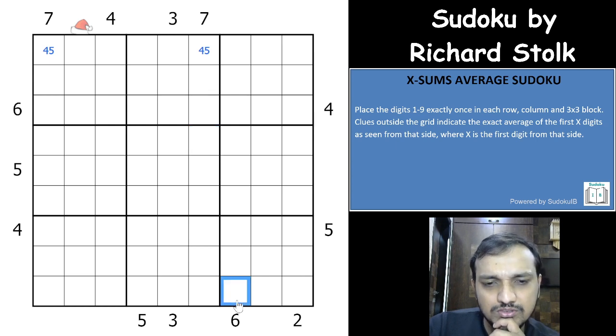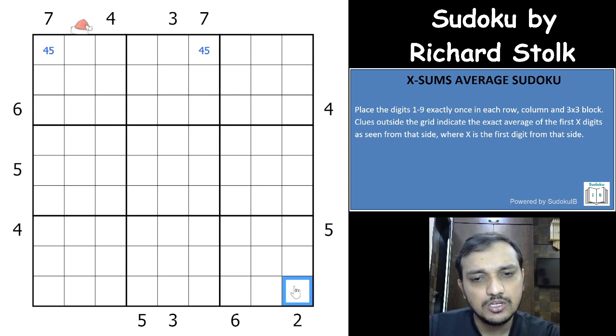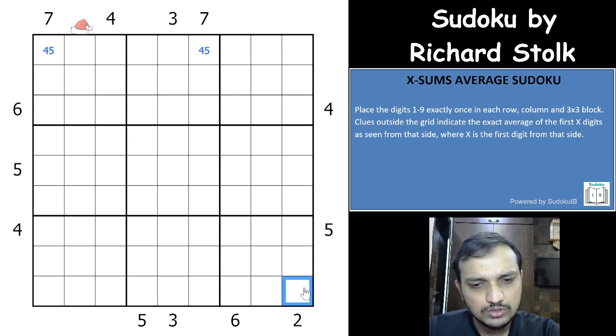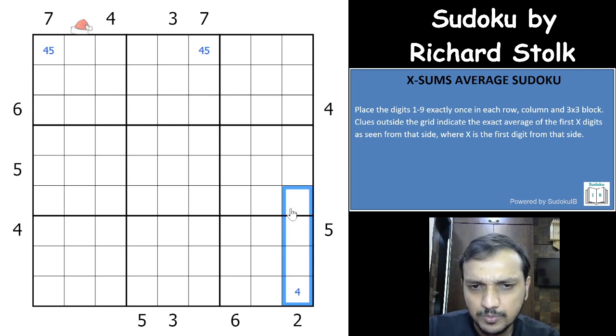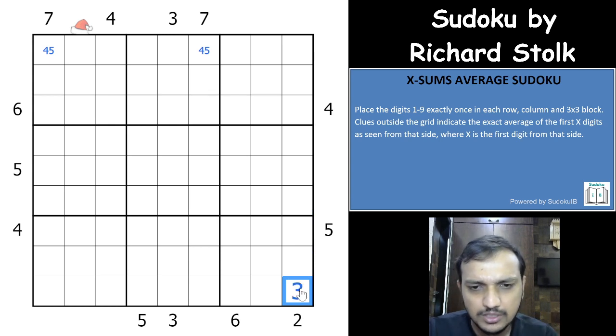Let's go with 6. Oh, you have a 2 here. 2, 1 is not possible. 2 is not possible because then the second digit also would have to be 2. 3 is possible here. 4 is not possible because the sum of first 4 cells would have to be 8. The minimum is 10 that you get. So there has to be a 3.